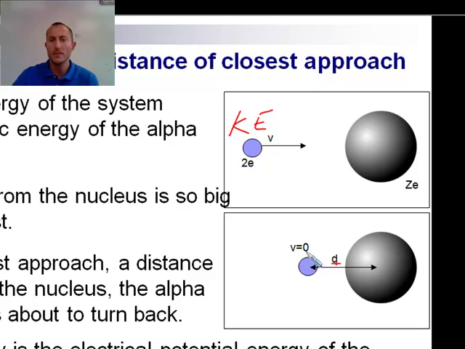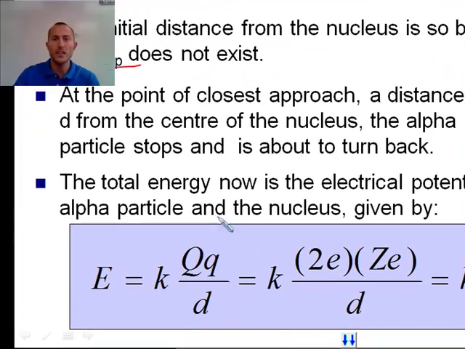At this point, all of the energy is electrical potential. So it's all potential energy that's stored in the position between these two particles. That potential energy is given by the equation K Q q over d. In this equation, K is a constant called the electrostatic constant. Q is the charge of the larger nucleus. Lowercase q is the charge of the alpha particle, and d is the distance between them.